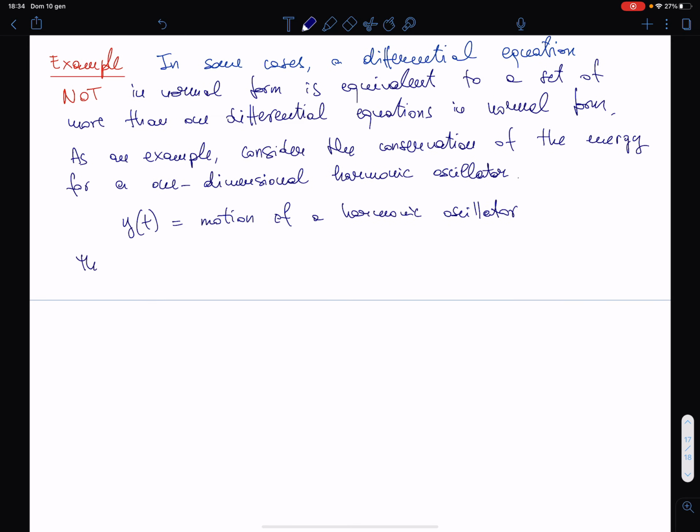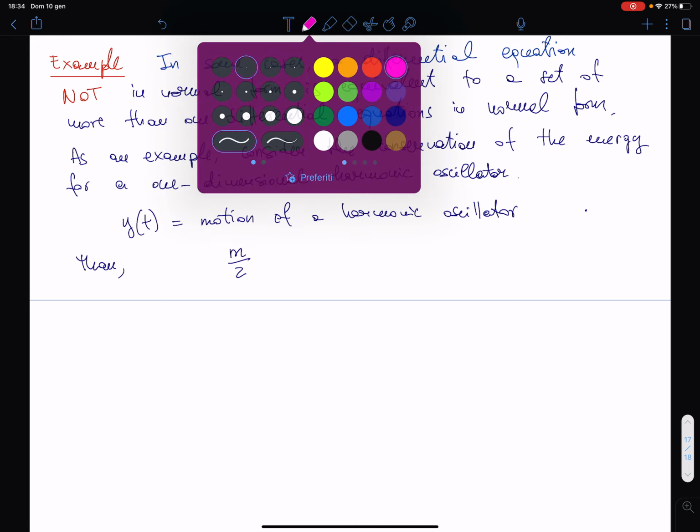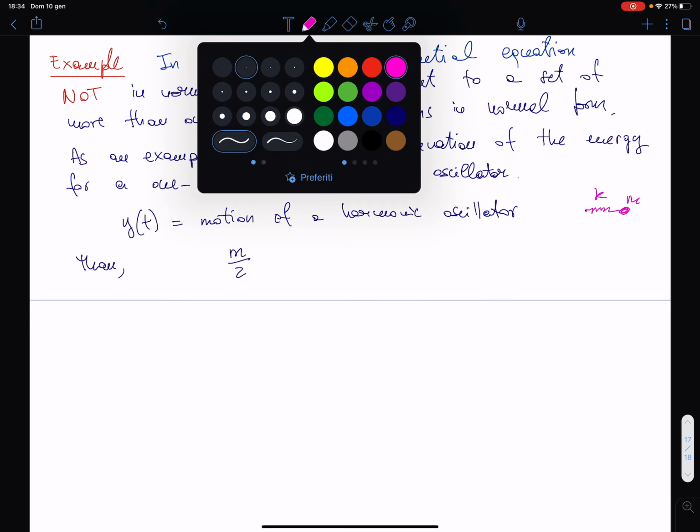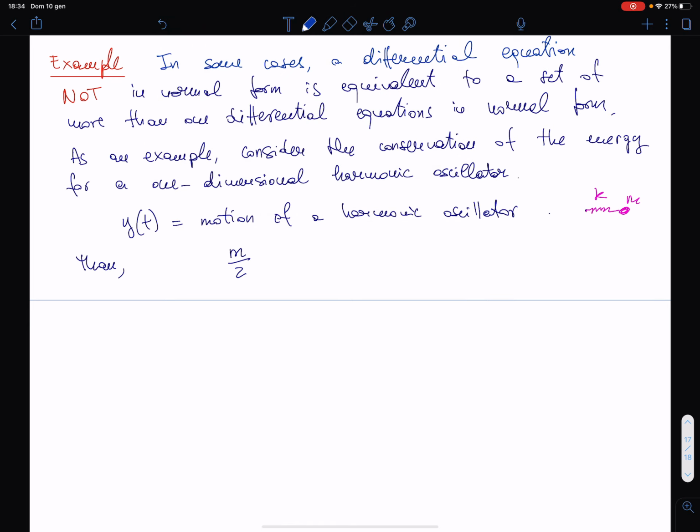Then m divided by 2, where m is the mass of the harmonic oscillator. Think of a spring, a spring in one direction with elastic constant equal to k. Here is mass m, and we are in one dimension. That means that everything here moves only on a certain straight line that I called y.